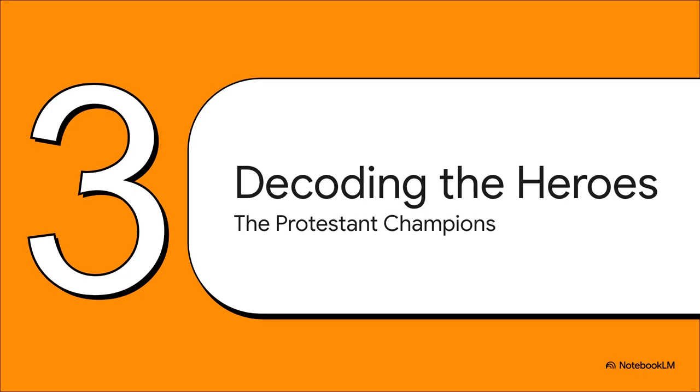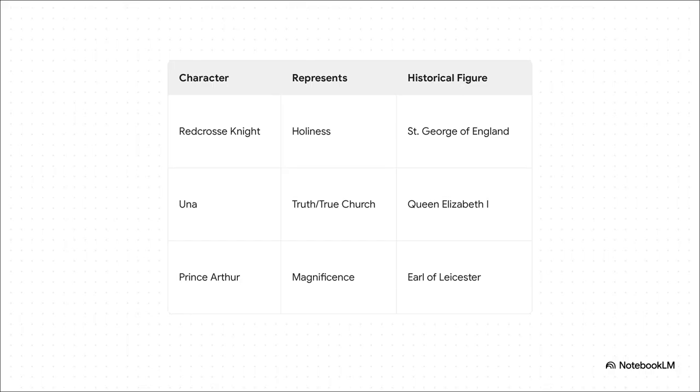Let's flip the script and look at the heroes. It only makes sense, right? If the bad guys are all symbols for Catholicism, then the heroes have to be symbols for Protestantism, and that's exactly what we get. So first up is our main hero, the Redcrosse Knight. He stands for holiness, and he's basically the embodiment of England's patron saint, St. George. Then there's the princess he's sworn to protect, Una.